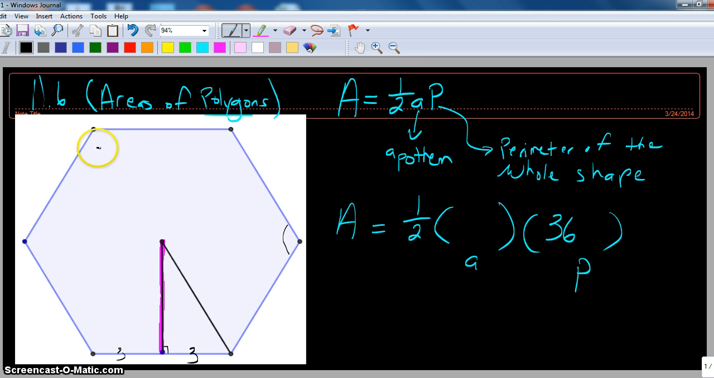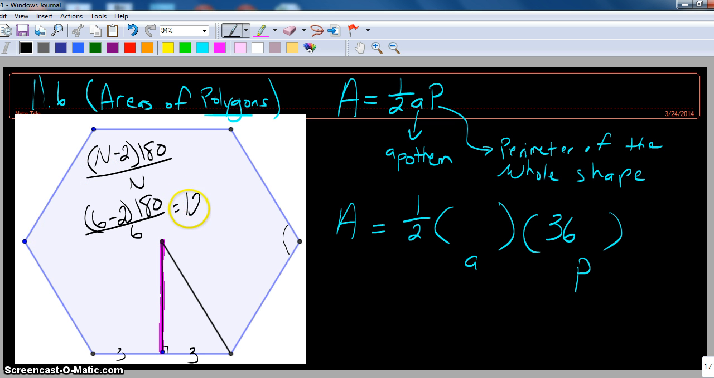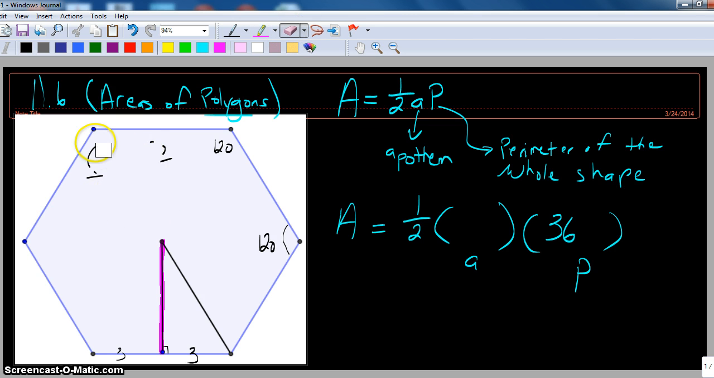Well, there's a formula that tells me how many degrees are inside any shape. That would be n minus 2 times 180, divided by n, and n would be the number of sides. Since I have 6 sides in this question, it'd be 6 minus 2 times 180 divided by 6. You plug that in the calculator, you're going to get 120. So they're each 120 degrees, okay? The problem is, let me erase it. I know, right? I just figured it out.